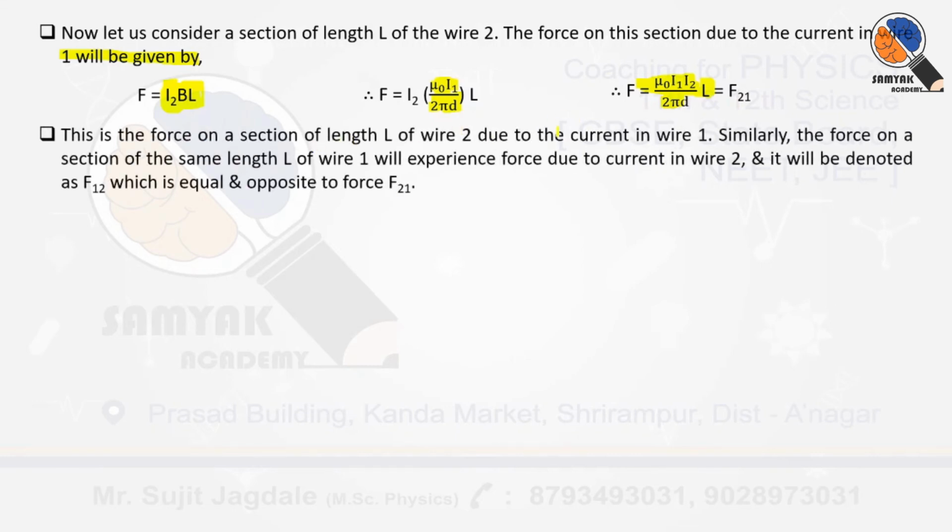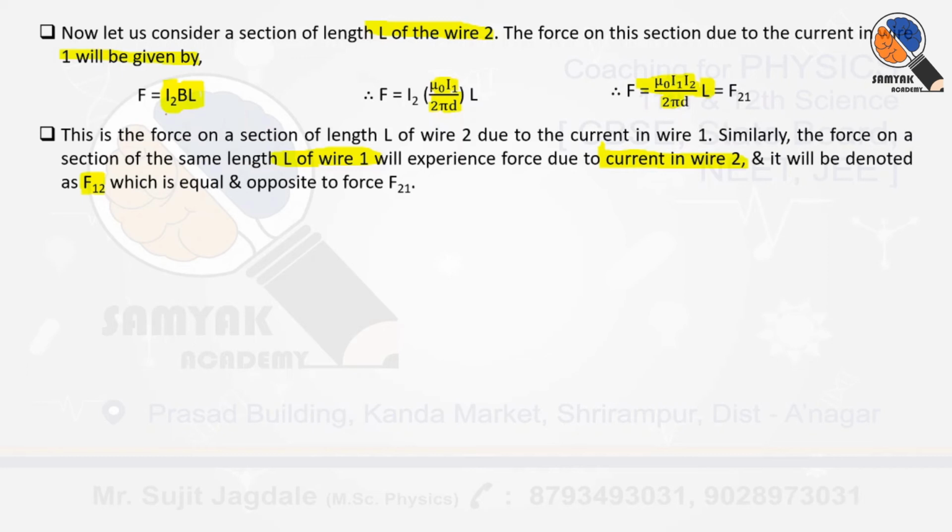And in the similar way, we can calculate the force on the same length capital L of wire 1 due to the current in the wire 2. Like we had calculated force on the wire 2 of length capital L due to the current I1, in the same way, we can calculate the force on first wire due to the second wire which is carrying the current I2. And now that force will be denoted by F12. That means force acting on first conductor due to the second conductor.